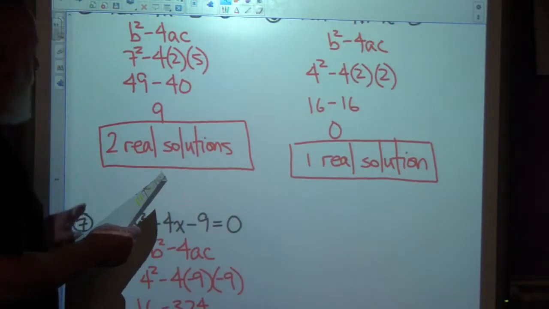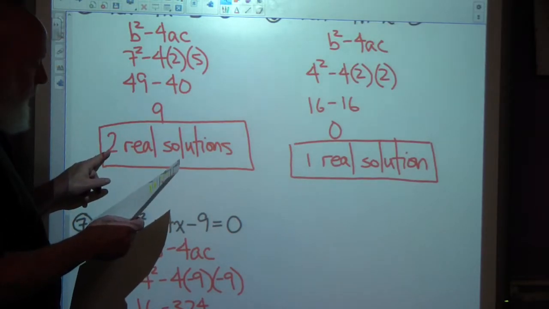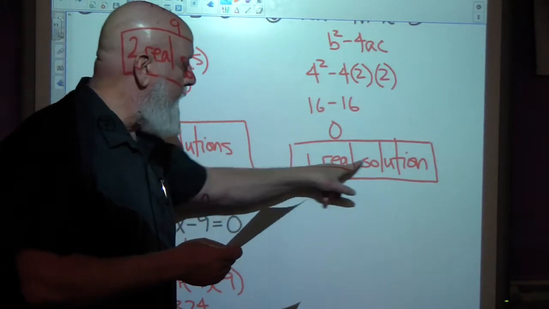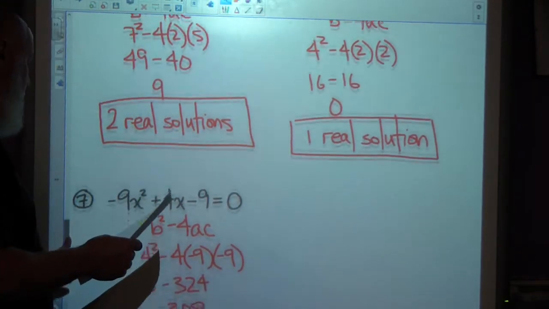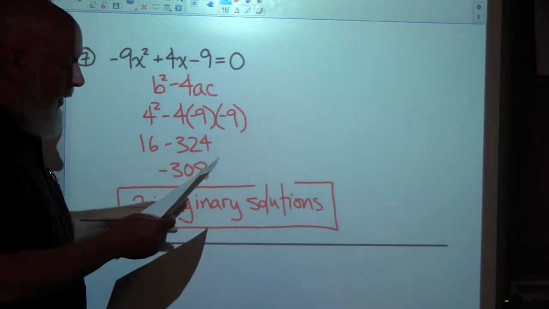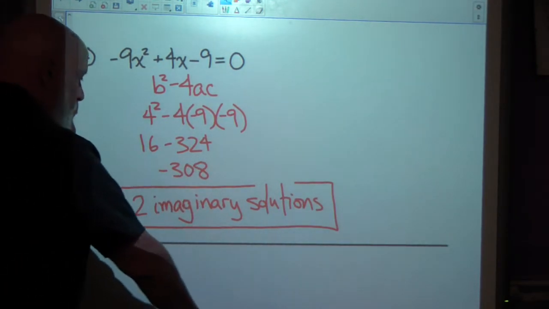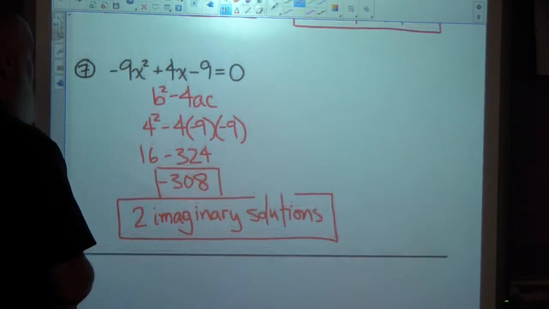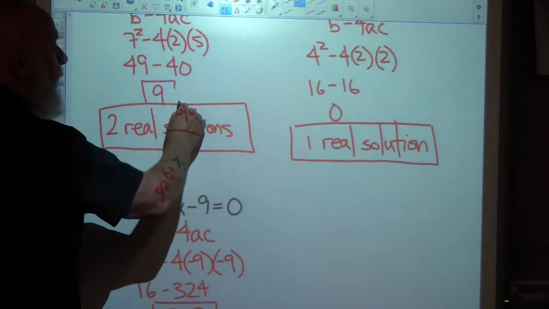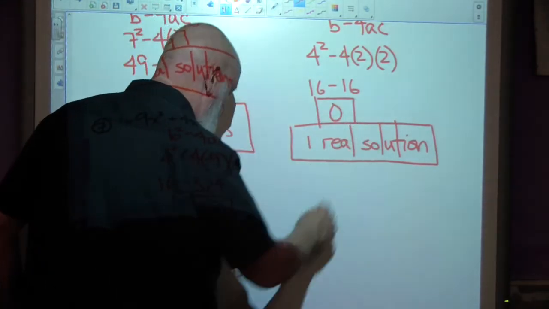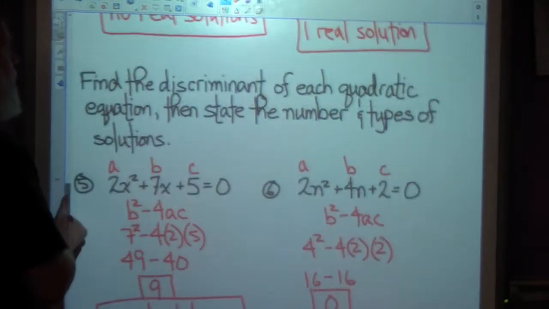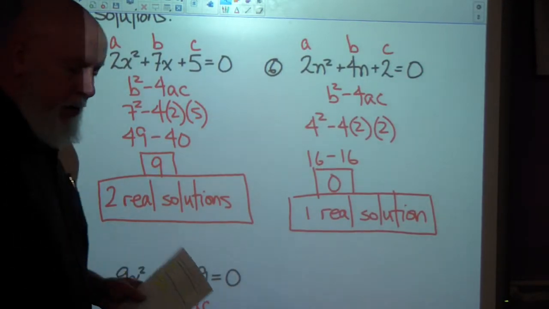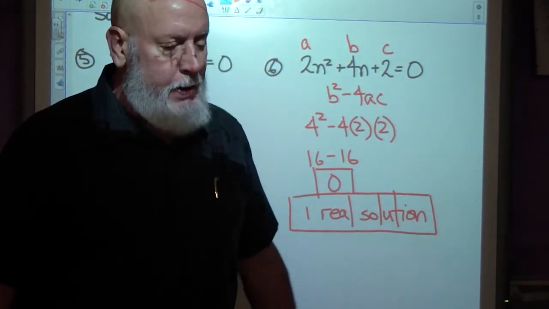Let me run through that again. 2 real solutions because the discriminant was 9. The discriminant here was 0, so there's 1 real solution. The discriminant here was negative 308, so there were 2 imaginary solutions. So the discriminant is actually part of the answer. I forgot to block those in, because it asked us for the discriminant as well in the instructions. So find the discriminant and state the number of real solutions. There you go, B squared minus 4AC.